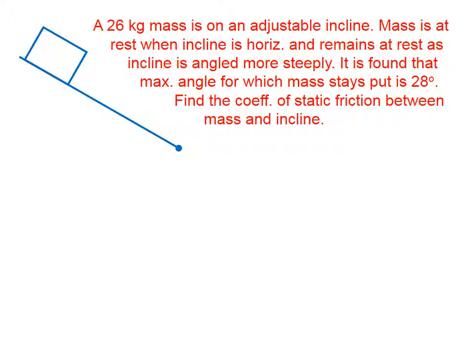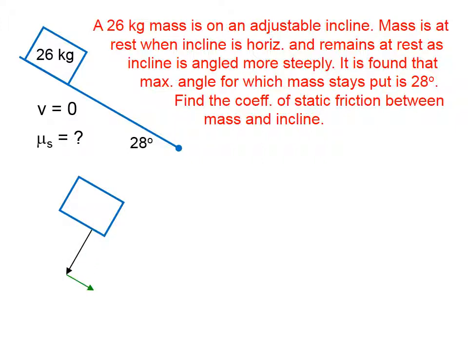So in other words, we put this mass on this rotatable plane. We start horizontal and then we start rotating it. Up, up, up, up, the mass stays there, the mass stays there, the mass stays there, and if we rotate it even a little more, then the mass starts to slide. The maximum angle for which the mass stays put is 28 degrees. Find the coefficient of static friction between the mass and the incline.